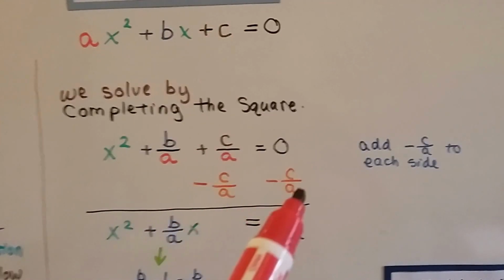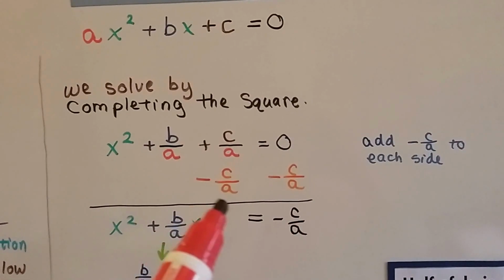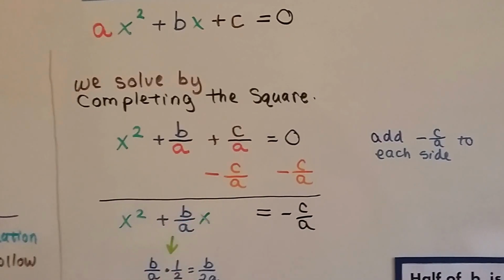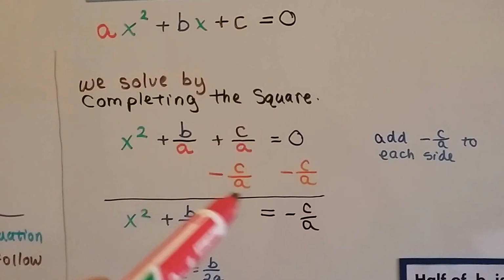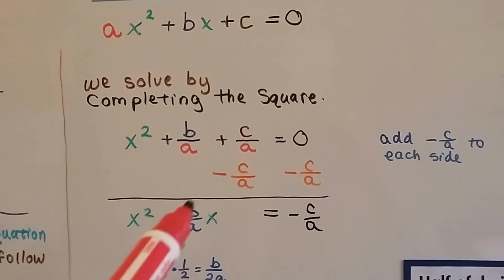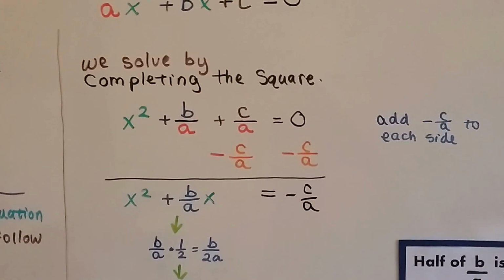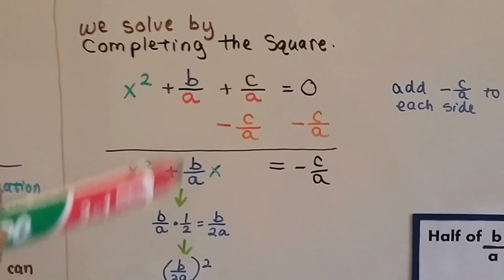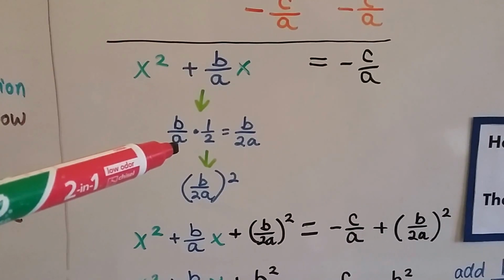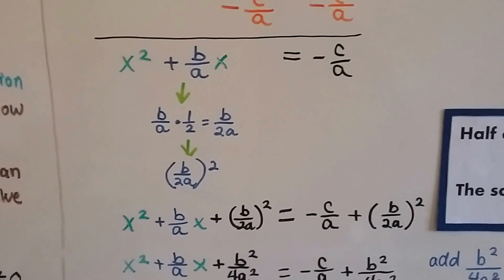So we're going to subtract it from each side of the equation. We've done that every single time, haven't we? And if it was a minus c over a, we would add it, wouldn't we? That creates a 0 pair right there, and we end up with x² plus b over a x equals negative c over a. See that? We always take this one and divide it in half. We can divide it in half by multiplying it by a half. That's going to give us b over 2a.